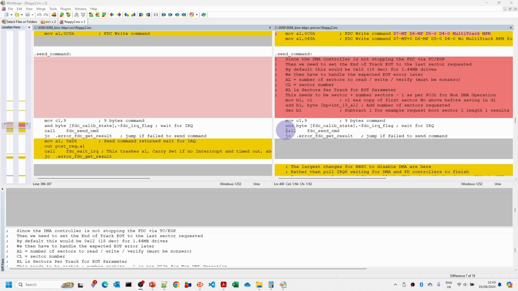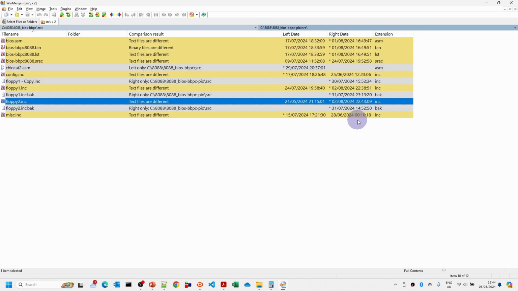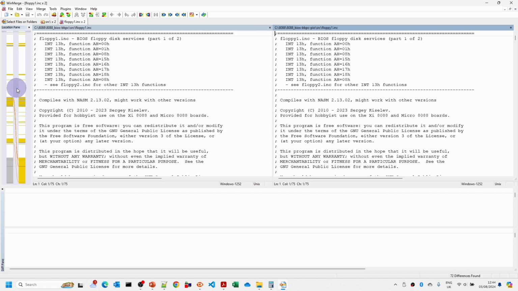Now, if we're having to ask for 12 hex sectors, then in fact it will still be 12. But if we're only asking for one sector, for example, for the boot sector, we might only have a value of 1. And then the changes to floppy 1.